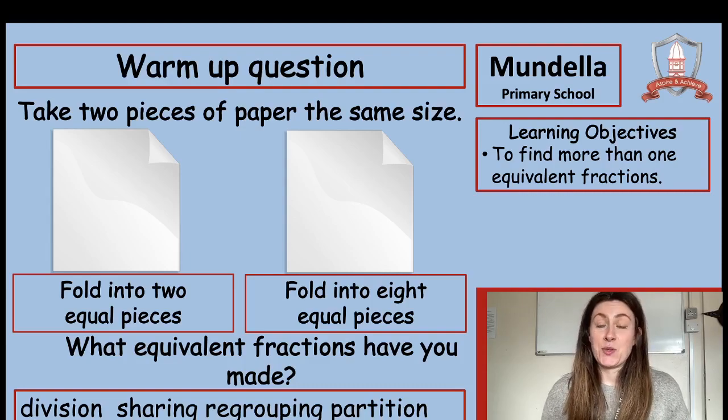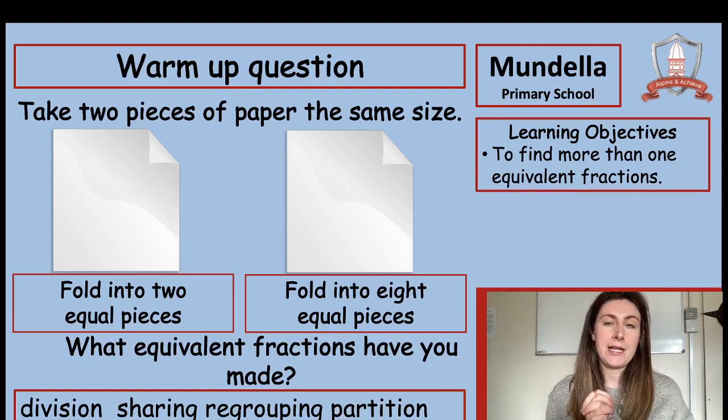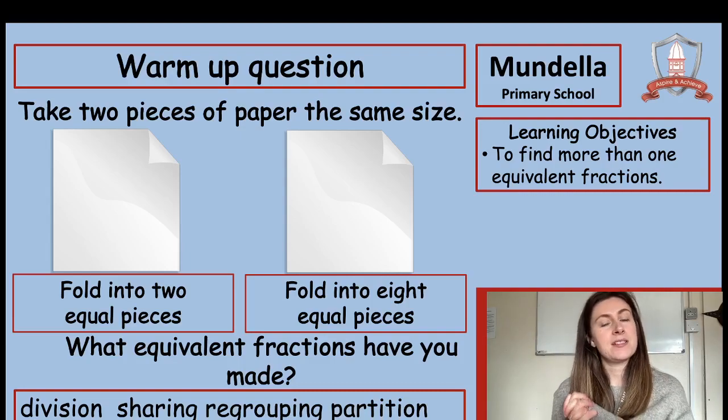I should have said you need to make sure they're the same size, so just double check now they're the same size. If they are, with the first, I'd like you to fold into two equal pieces. With the second piece of paper, I'd like you to fold into 8 equal pieces. Pause this video and do that now.